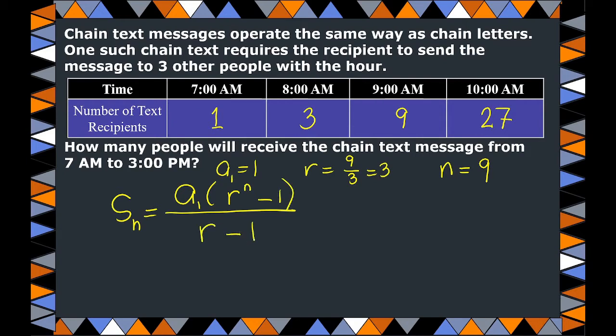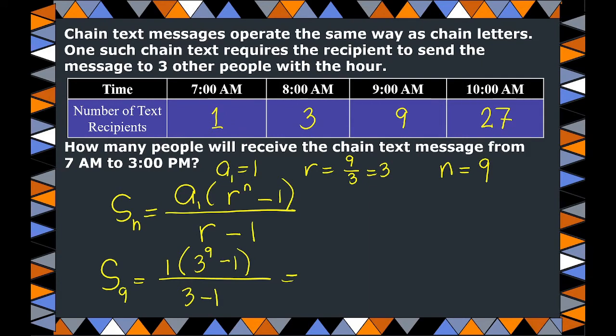And substitute everything to your formula. So S sub 9 is equal to, the first term is 1 times 3 raised to 9 minus 1 divided by 3 minus 1. Okay, solving everything using your calculator. So 3 raised to 9 minus 1 times 1 divided by 3 minus 1, that's 2.